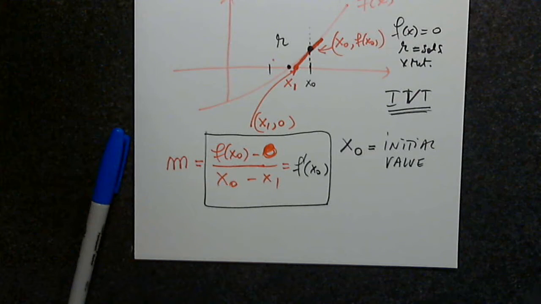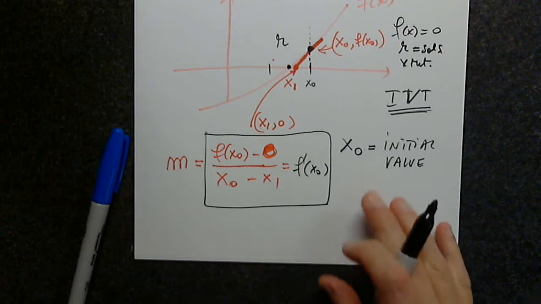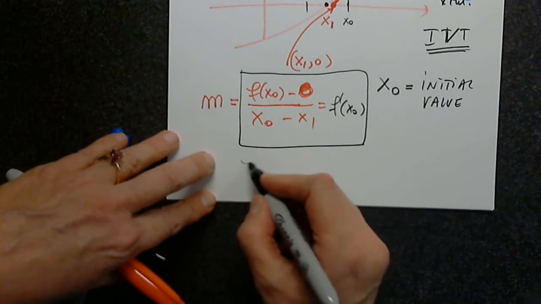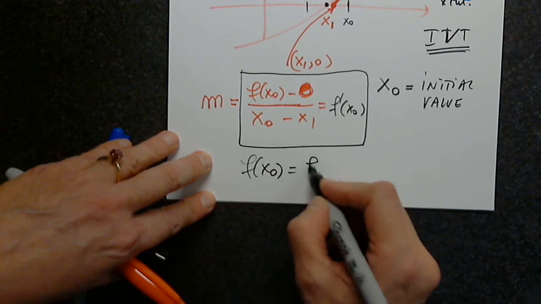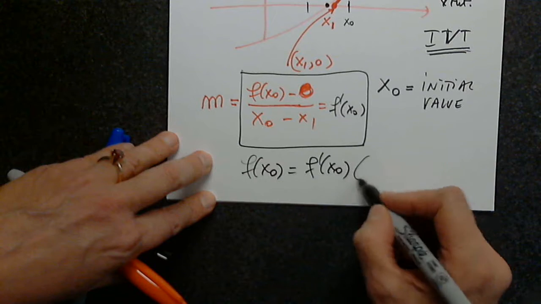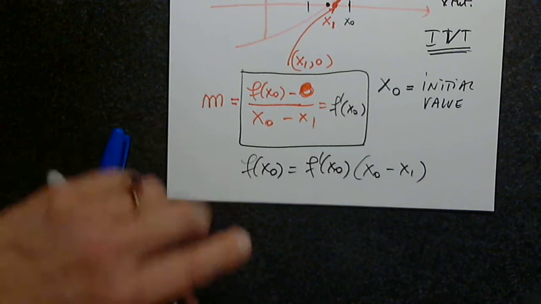That would be the first iteration, the first approximation of the root. I started here at x0, but now I got x1, which is closer to the true solution. So what do you think I'm going to solve this equation for? Of course, for x1. I will cross multiply. So I have f of x0 equals f prime of x0 times x0 minus x1.